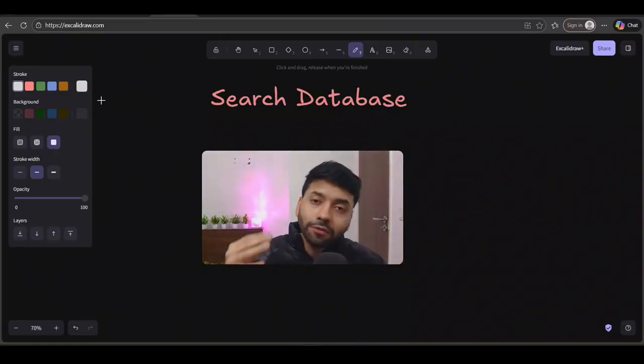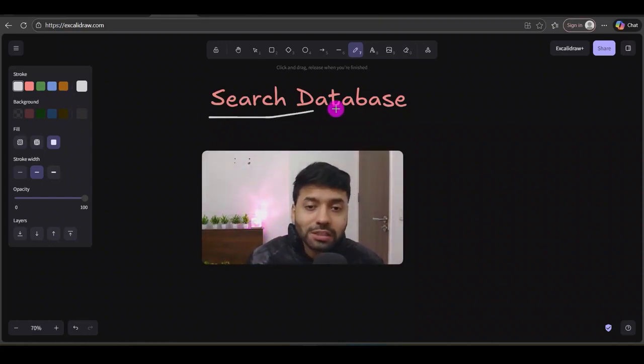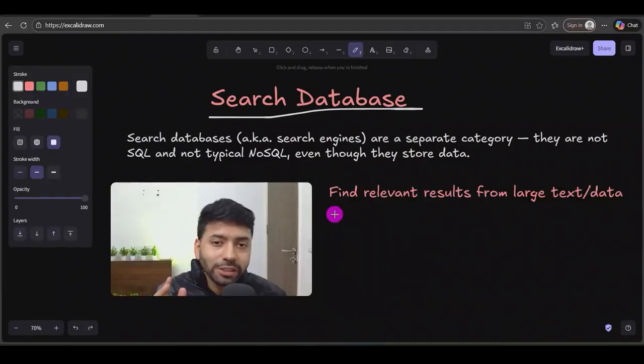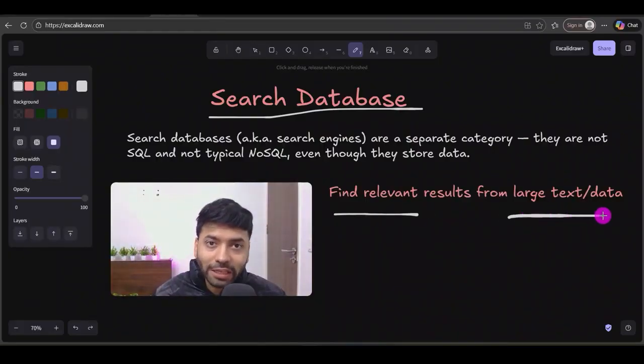But apart from that, we also have some other databases which are required for some specific operations. So let's discuss some of those databases. The first one is the search database. A simple question that would come to your mind is, what is a search database? So a search database is a separate category. It's not SQL, not even NoSQL, but they store the data. It is used to find or search results from a large set of text or data.